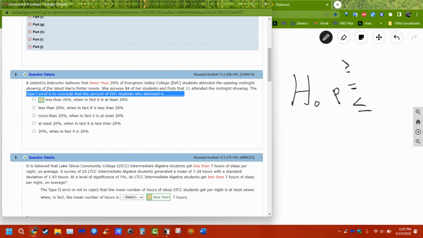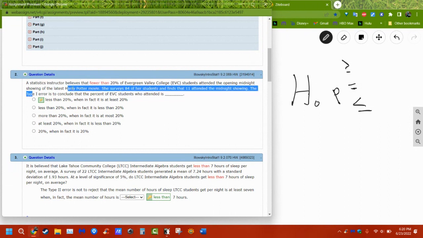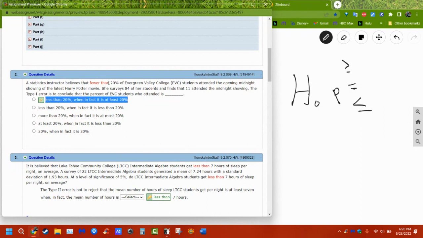So here we have a statistics instructor who believes that fewer than 20% of students attended the midnight opening show of the Harry Potter movie. So here, the type one error is that this is true because we have fewer than and less than. So those things are the same when actually it's the opposite.